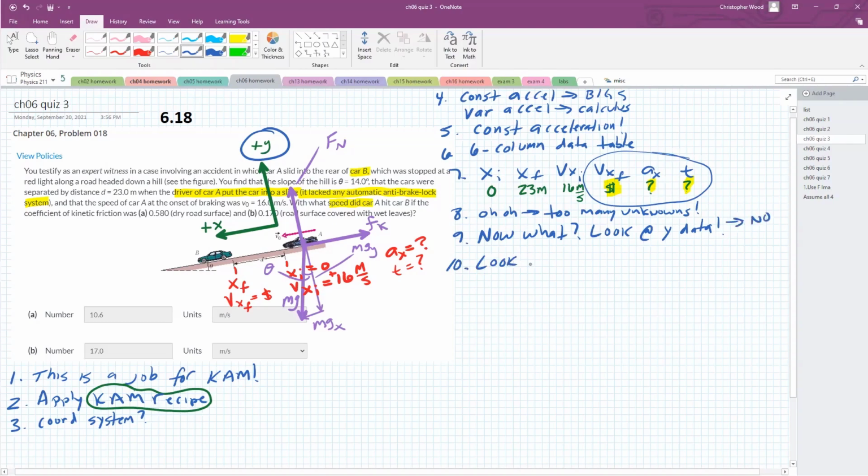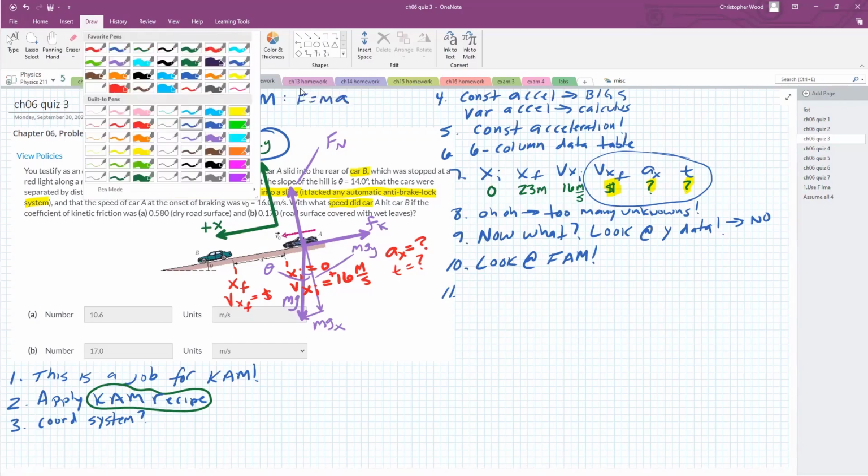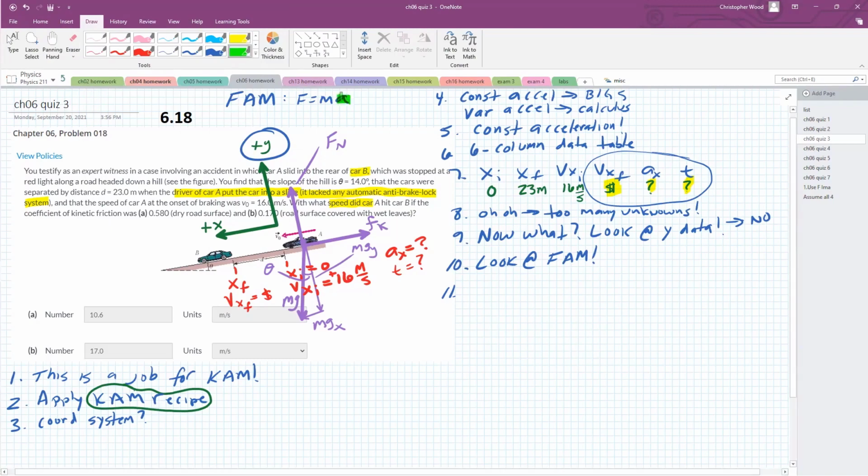So no, look at force analysis. Look at FAM. I know FAM is all about just cranking out F equals MA equations over and over again. And there's A. Acceleration is sitting right there in Newton's second law. So that's the path I'm going to go down. My X force inventory looks like this: sum of all those X forces acting on the blue car.